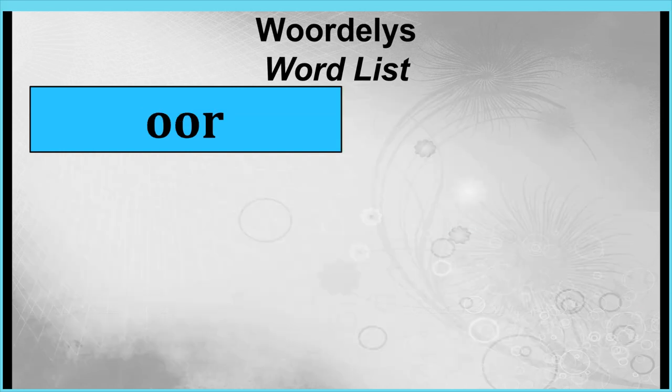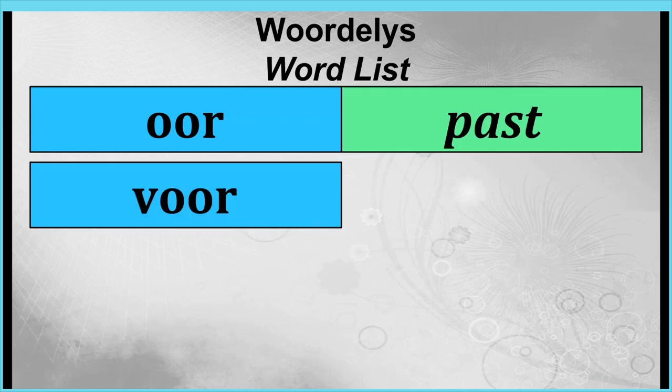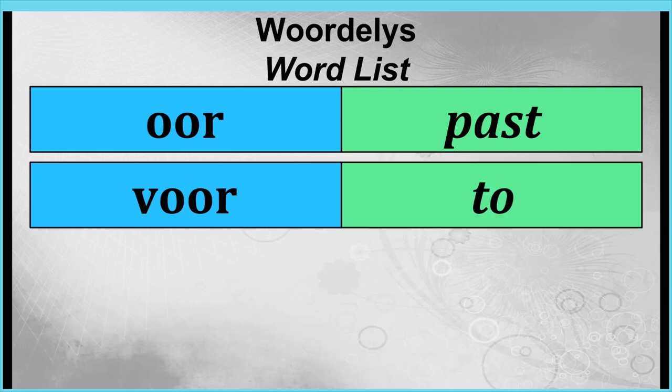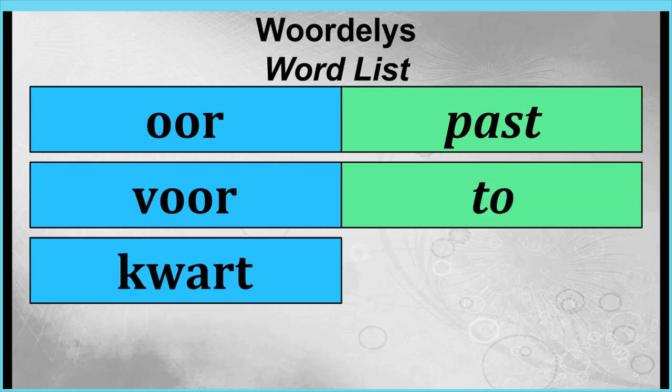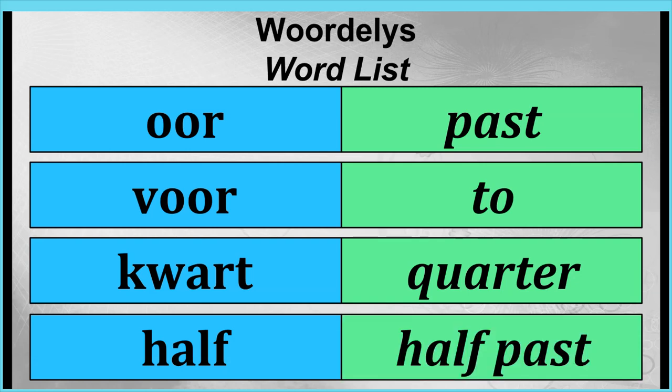Oor, past. Voor, to. Kwart, quarter. Half, half past. When reading time, oor means past and voor means to.